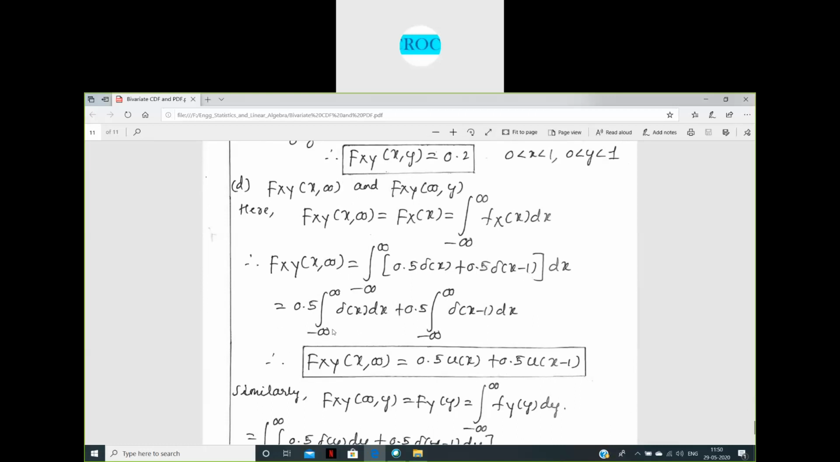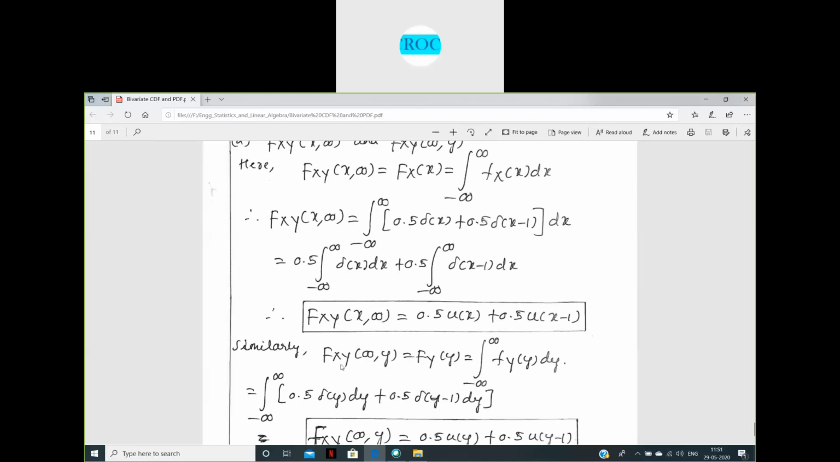Now the integration from minus infinity to infinity of δ(x) dx is nothing but, as the integration of the impulse function is the step function, so you write 0.5 into u(x) plus, since it's a shifted impulse function, the integration of the shifted impulse function by 1 is what? The step function which is shifted by 1, u(x−1) here.